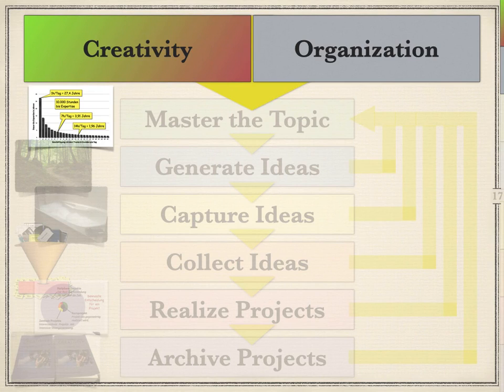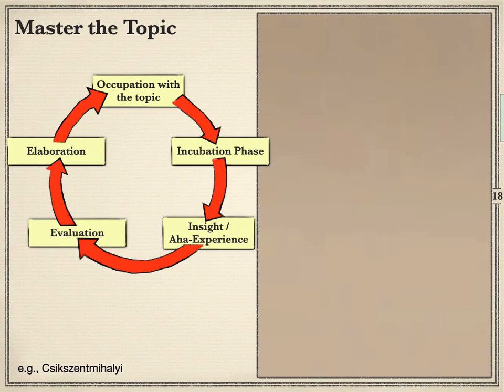So that was a little introduction here, creativity and organization. If you want to be creative, you need this organization, you need to work with these ideas, you have to organize them. And now let's look at ways to do this. First of all, let's start with master the topic. If we look at this model here, it starts with occupation with the topic.